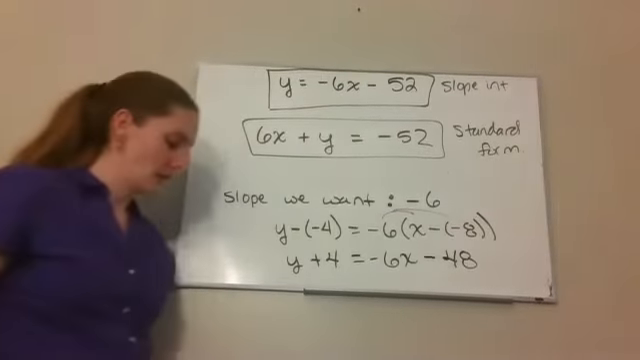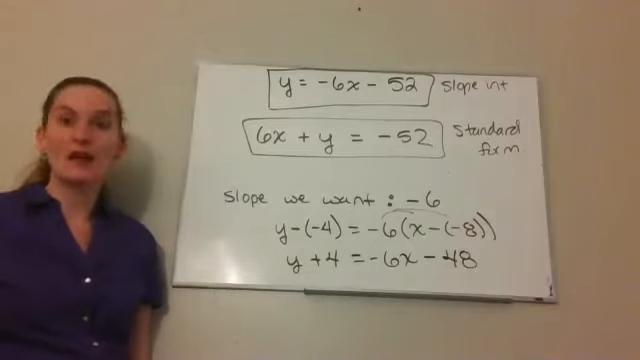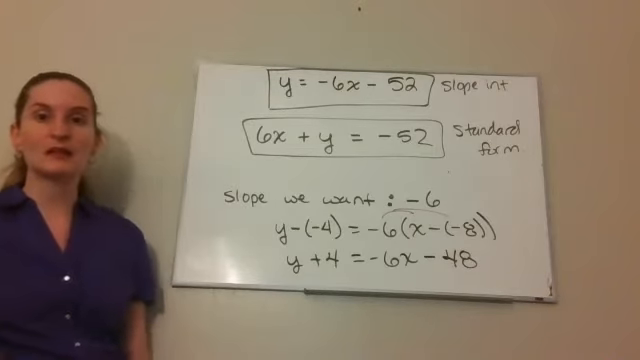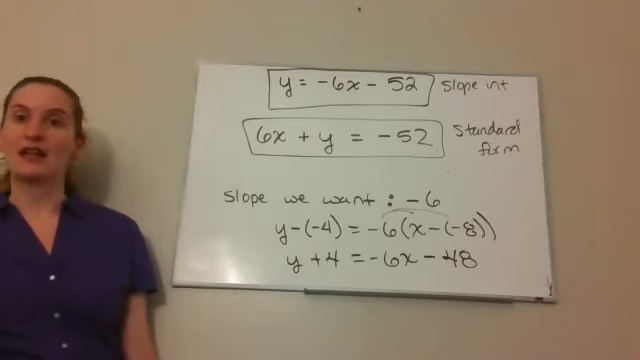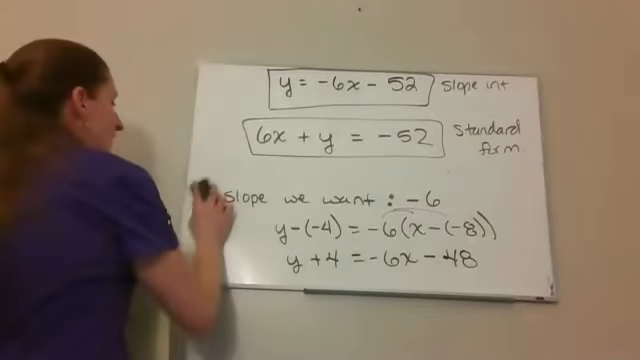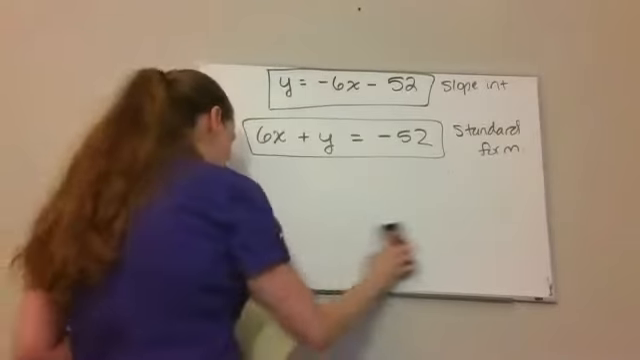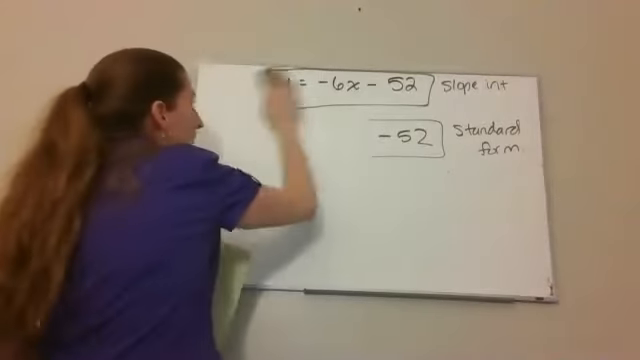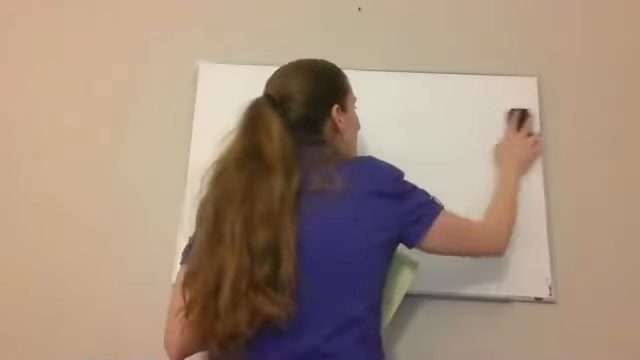All right, so now we've done some practice with parallel lines and perpendicular lines and practice using our point-slope form. Now it's time for the word problems. So let's start with an example involving speeding tickets.